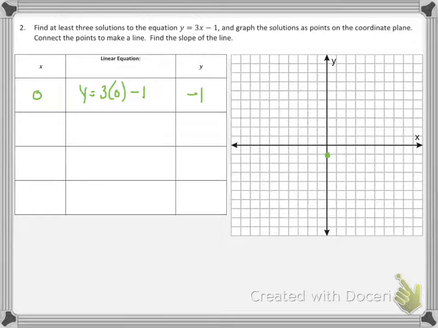Let's go with positive 1 for x. So y equals 3 times 1 minus 1. 3 times 1 is 3, minus 1 is 2. So when x is 1, y is 2. We get that point. And then let's choose a negative just to make sure. Y equals 3 times negative 1, and then minus 1. So 3 times negative 1 is negative 3, and another negative 1 is negative 4. So when x is negative 1, y is negative 4, and we get that point.